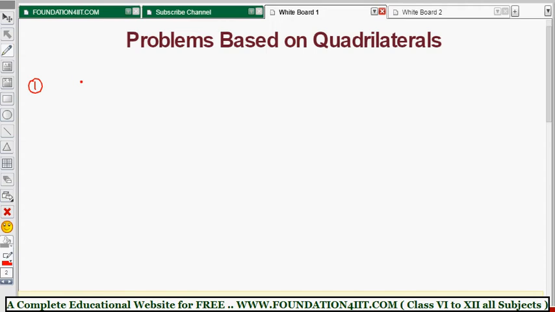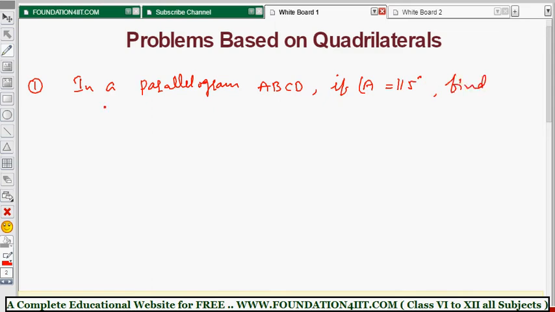So the question is, in a parallelogram ABCD, if angle A is equal to 115 degrees, then find the other angles. That means angles B, C and D. The other angles we need to find out.